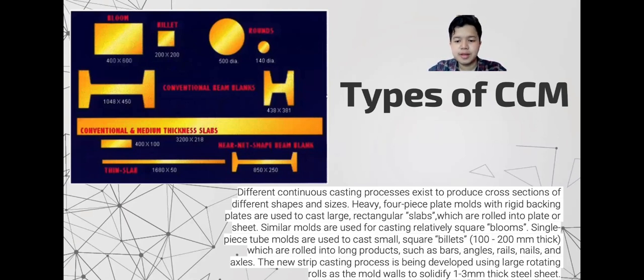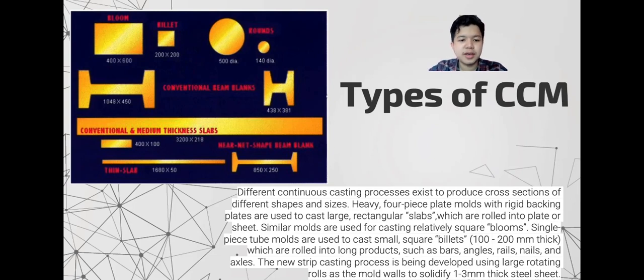Heavy four-piece plate molds with rigid backing plates are used to cast large rectangular slabs, which are rolled into plate or sheet. Similar molds are used for casting relatively square blooms. This bloom on the left upper side. Single-piece tube molds are used to cast small square billets, which are rolled into long products such as bars, angles, rails, nails, and axles. The new strip casting process is being developed using large rotating rolls as the molds will solidify 1 to 3 millimeter thick steel sheet.